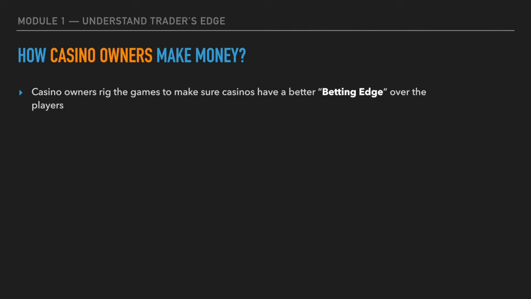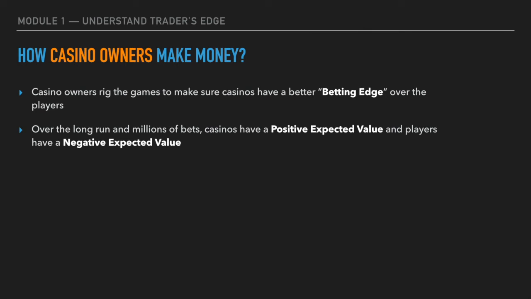Casino owners purposely rig the game so that they can make sure casinos will have a better betting edge against players. Because of this betting edge, over a long period of time and millions of bets, casinos will have a positive expected value on each bet, and the players will have a negative expected value on each bet.